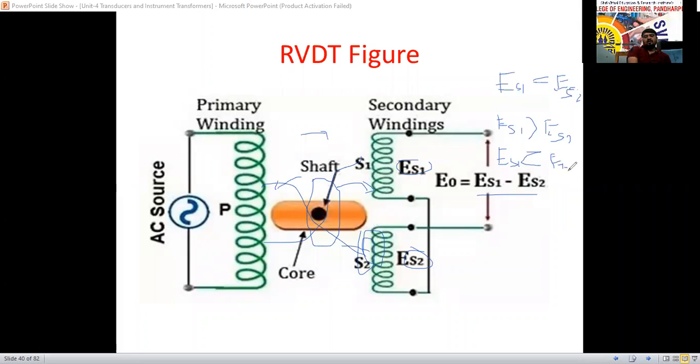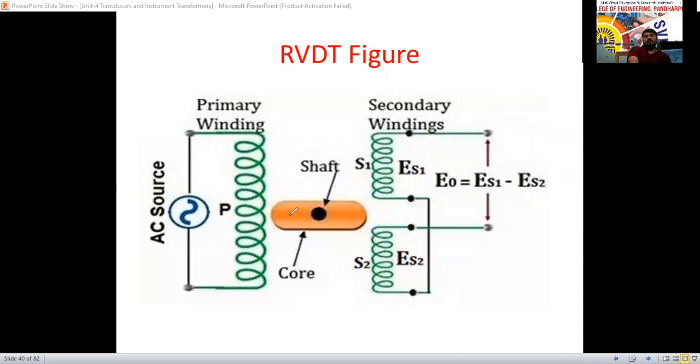Why do we want three conditions? Here the output is obtained from the differential transformer. The two transformers are there, and the difference between these two transformer outputs we get as the final output. For that reason we call it a differential transformer. Rotary variable differential transformer, in the rotating form we are observing here. For that reason we use one core connected to a shaft. This is the rotating part. The core is the rotating part.